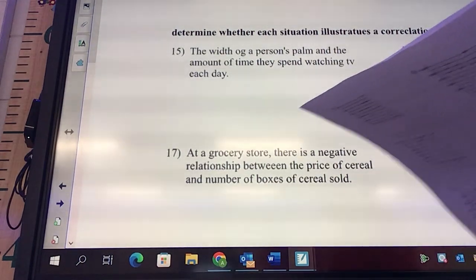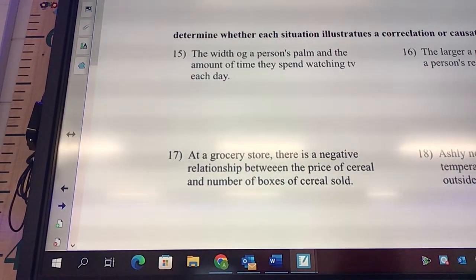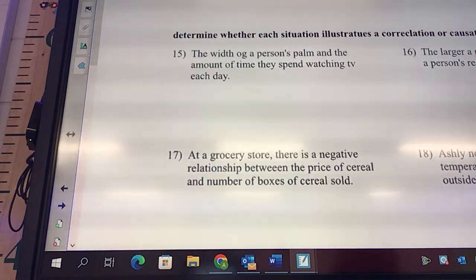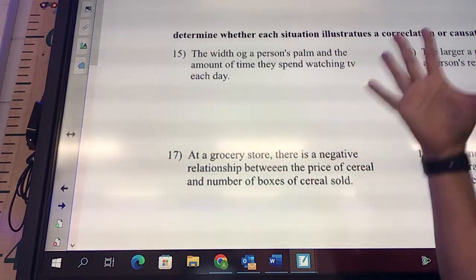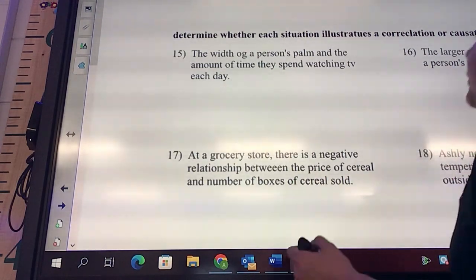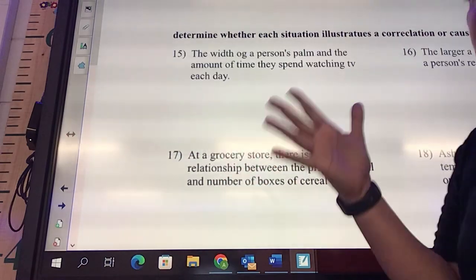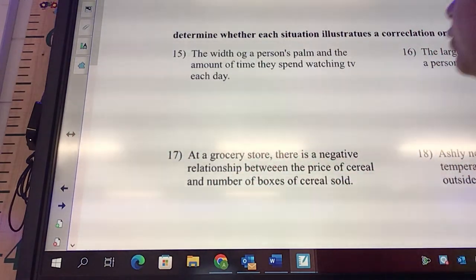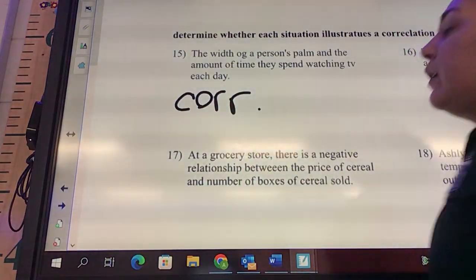The width of a person's palm and the amount of time they spend watching TV each day. Are those two definitely related? So, is the width of my hand going to get bigger or smaller depending on how much I watch TV? No, okay? And that's not true for everyone. But it could be true for me. Maybe the more I watch TV, my hand does get bigger. That is just going to be a correlation. Okay, and so we're going to write core.